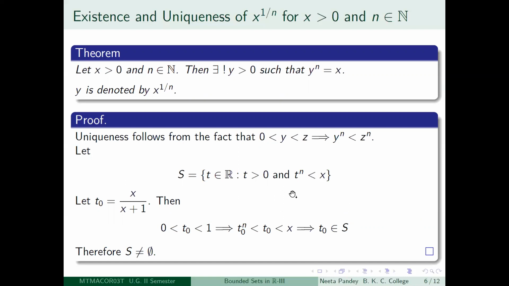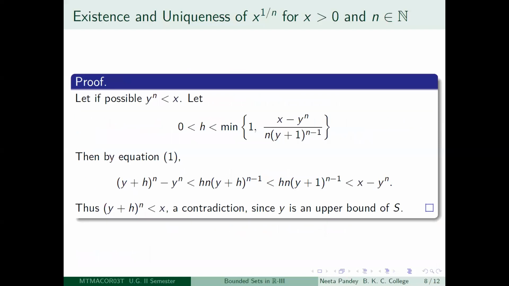So if y to the power n is less than x, I am claiming then that I will be able to add something to y, and still y plus h to the power n will remain less than x. So that will imply that y plus h will belong to S. But y was what? Y was the supremum of capital S. Then how can y plus h belong to S? Y plus h is a number which is greater than y, so it should not belong to S. But we will show that that will lead to the contradiction.